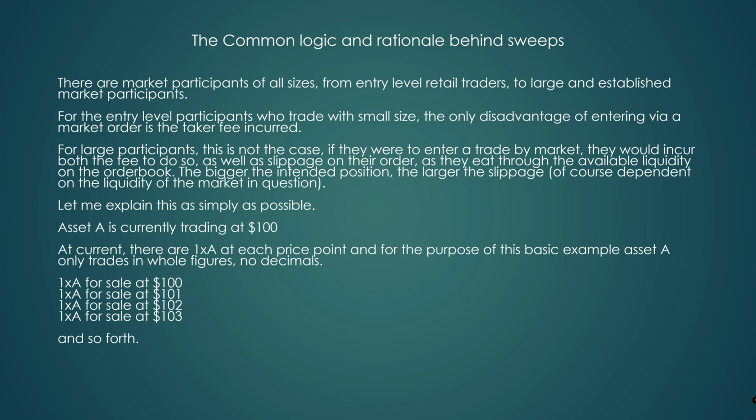Let me explain this as simply as possible. Asset A is currently trading at $100. At current, there is 1 times A at each price point, and for the purpose of this basic example, Asset A only trades in whole figures, no decimals. So there's 1 times A for sale at 100, 1 times A for sale at 101, 1 times A for sale at 102, 1 times A for sale at 103, and so on and so forth.